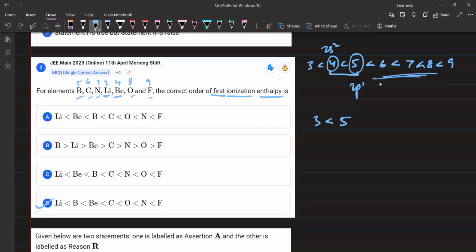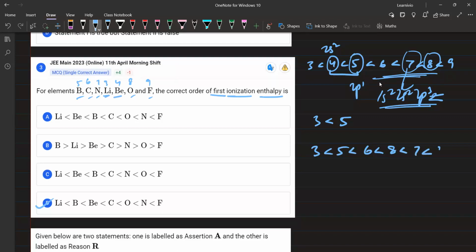So there are two exceptions here: beryllium and boron, and then you have oxygen and nitrogen also. If you look at nitrogen, it is going to have 1s2, 2s2, 2p3. This is half filled, so it will be difficult to remove an electron from nitrogen. So nitrogen will be higher than oxygen. So the correct order is going to be 3, then 5, then 6, then 8, then 7, and then 9. So here we have the exception.